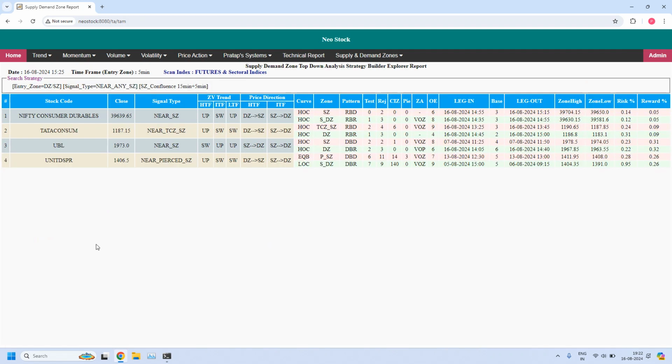Fourth one you can ignore, it's already pierced. Even third one also pierced, you have to ignore. Even second one is, oh sorry, I'm sorry. Only fourth one is pierced, remaining not pierced. I'm looking for CIZ, I'm sorry for my mistake. Okay, now out of these 4, any of them are having confluence with even HTF time frame. Let's verify.